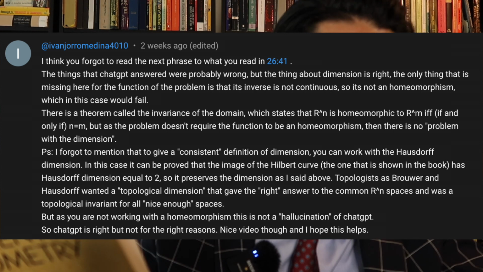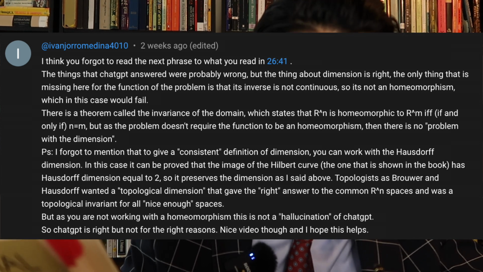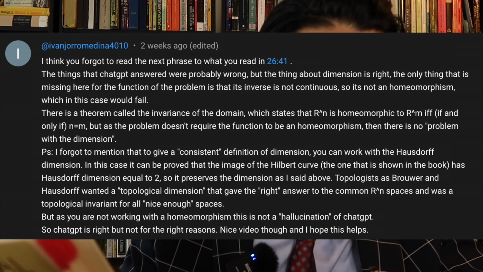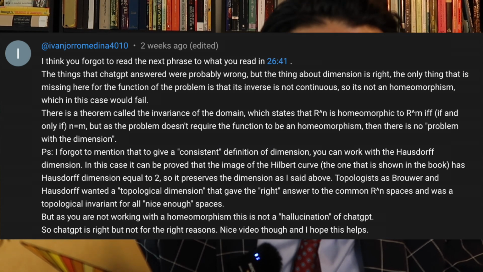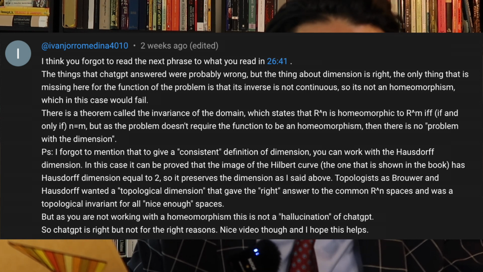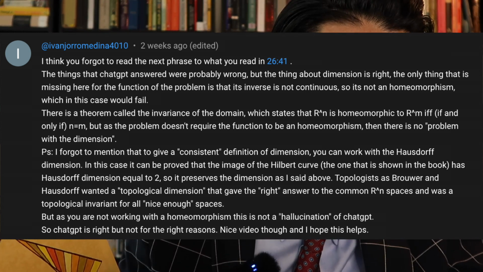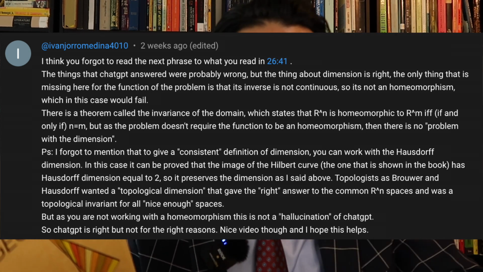P.S. I forgot to mention that to give a consistent definition of dimension, you can work with the Hausdorff dimension. In this case, it can be proved that the image of the Hilbert curve, which is the piano curve shown in the book, has Hausdorff dimension equal to 2, so it preserves the dimension as I said above. Topologists like Brouwer and Hausdorff wanted a topological dimension that gave the right answer to the common Rn spaces and was a topological invariant for all nice enough spaces.